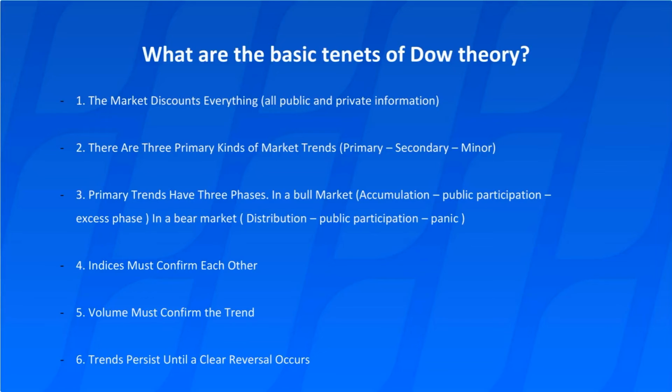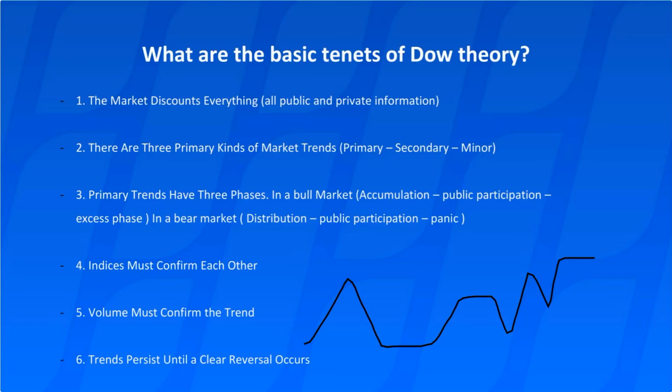We could basically mention this in another webinar. Trends persist until a clear reversal occurs. Basically, a trend has three types: an uptrend, a downtrend, or a sideways trend. Prices can either go up, go down, or go sideways, and so on and so forth.